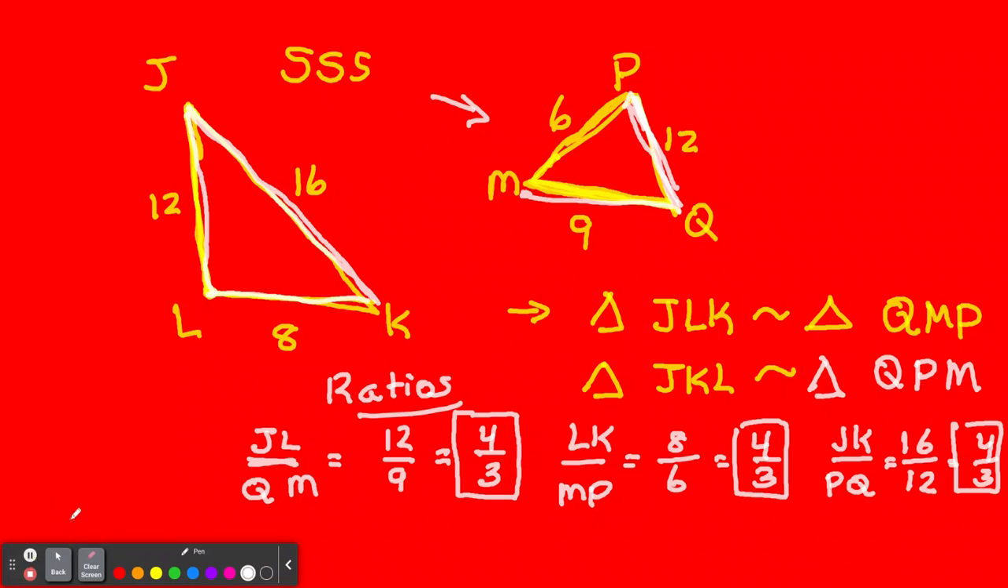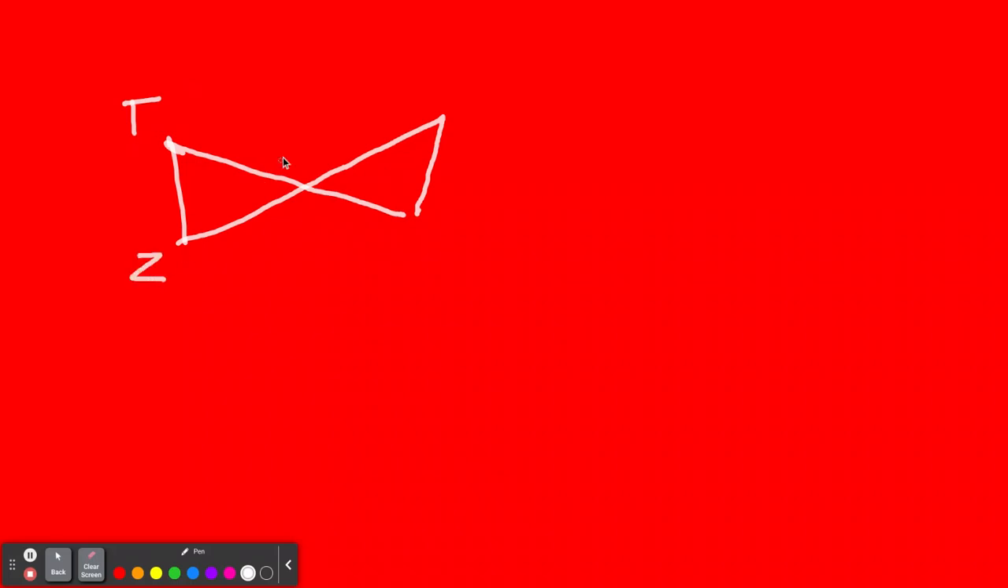Okay, let's do a side angle side. Clear that out. And let's say we'll make like a bow tie. Yeah, we have this kind of bow tie here. And let's put in some letters. We'll put T, we'll put Z, we'll put a little W over here. We'll put X, and we'll put Y. And now let's say we have a 10 over there and a 22 over there. And over here let's say we have an 11, and over here we have 20.